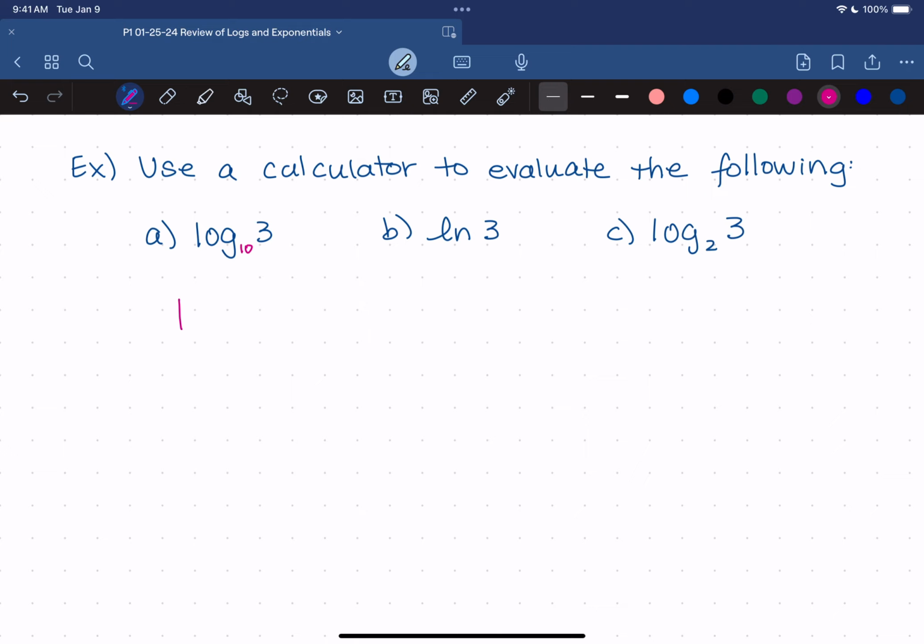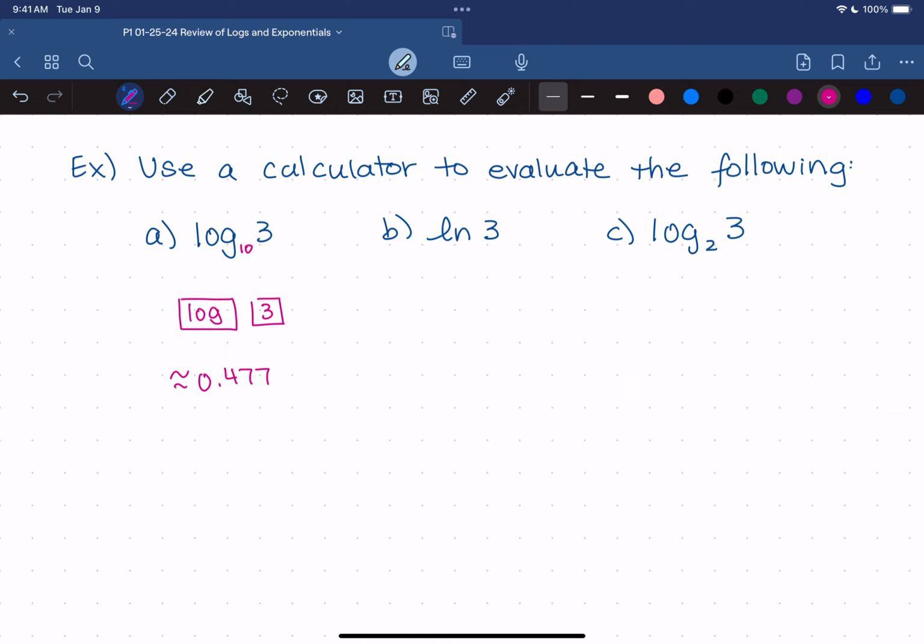So to evaluate this on the calculator, it's very simple. You literally just press the log button, followed by the 3 button, and it gives you the answer, which is approximately 0.477.